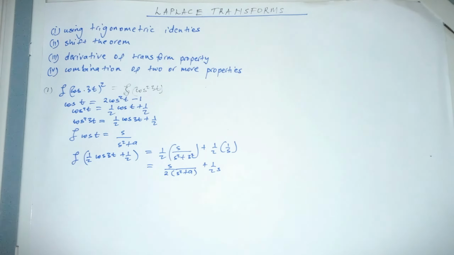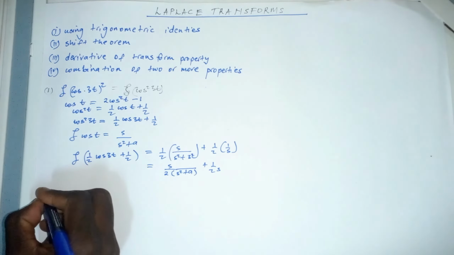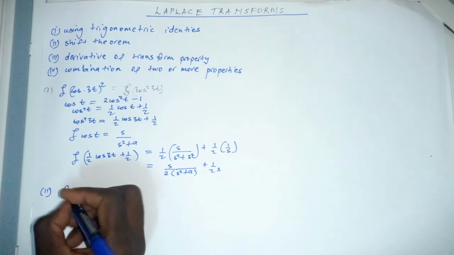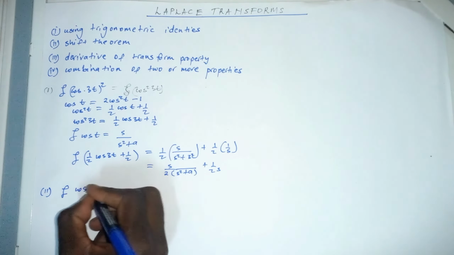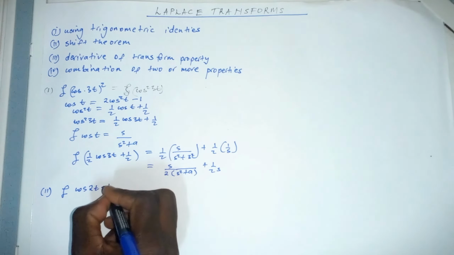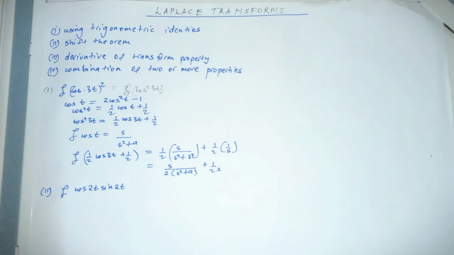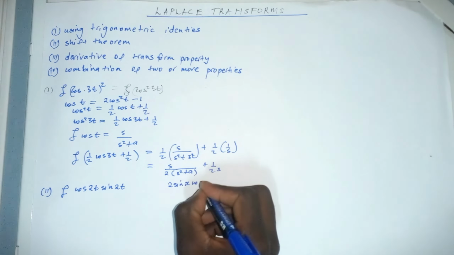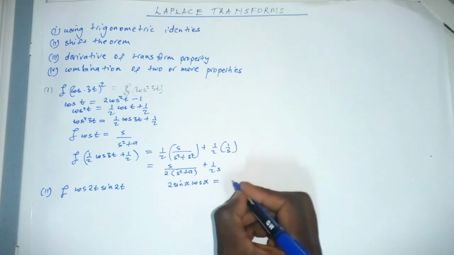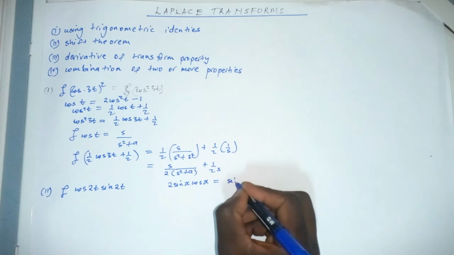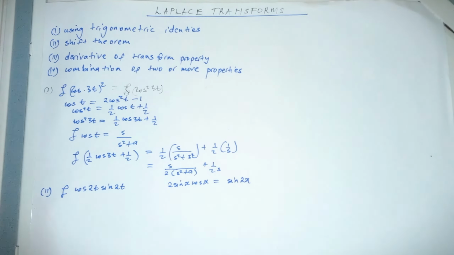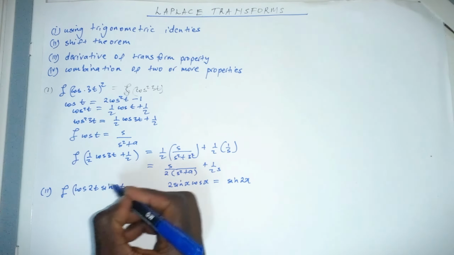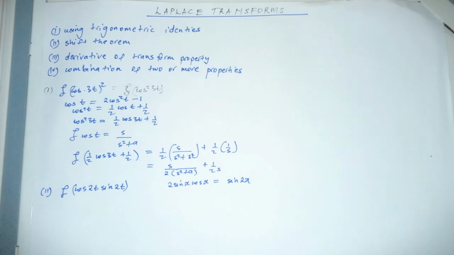Okay, now we're moving on to the next question. We want to evaluate the Laplace transform of cos 2t sine 2t. Okay, so for this one, what do we know? We know that 2 sine x cos x is equal to sine 2x. So we're going to use this identity to evaluate the Laplace transform of cos 2t sine 2t.